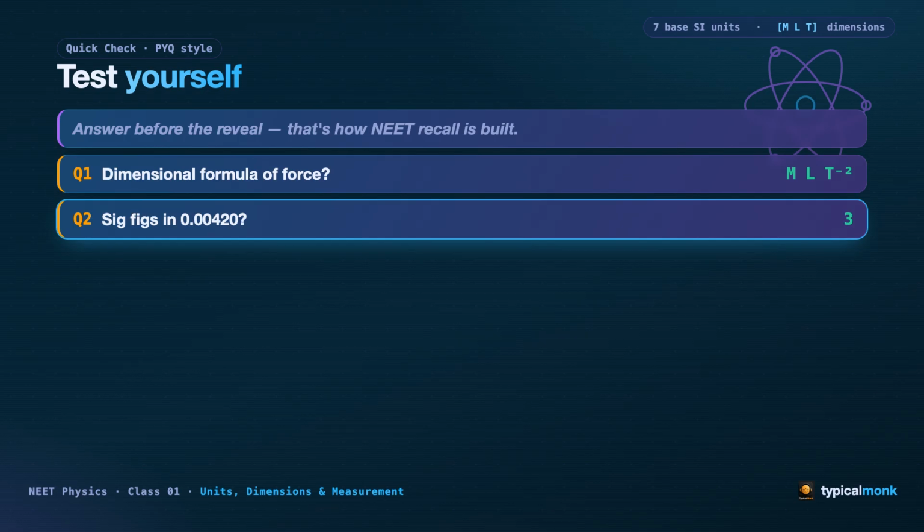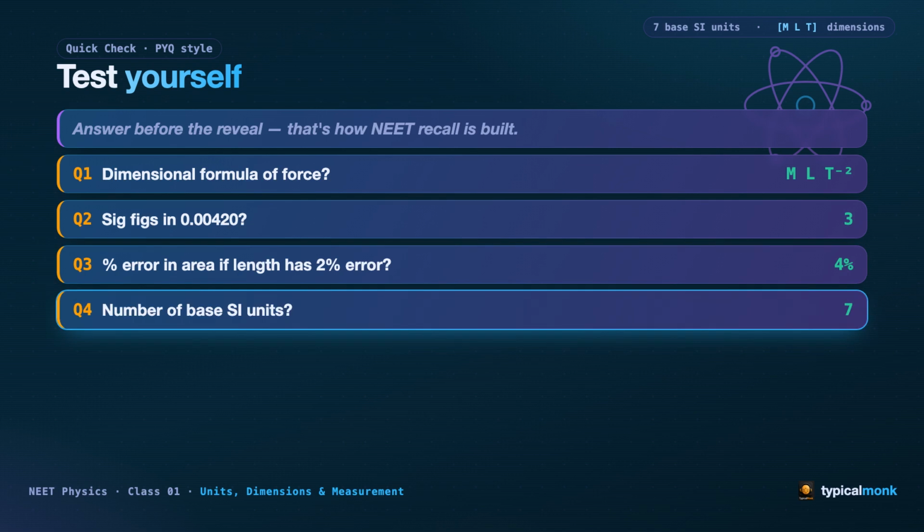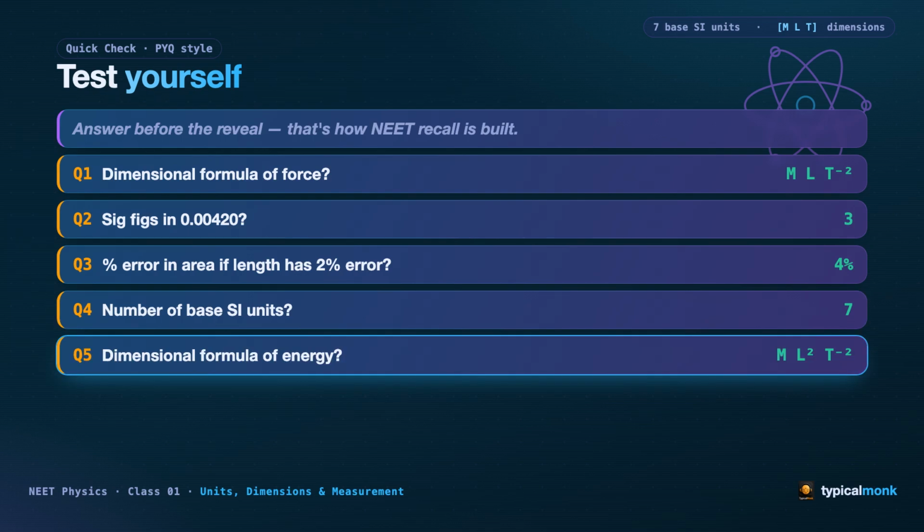Question 2. How many significant figures are there in 0.00420? 3. The leading zeros do not count, but the 4, the 2, and the trailing 0 do. Question 3. If a length has a 2% error, what is the percentage error in the area? Area is length squared, so 2 times 2%, 4%. Question 4. How many base units are there in the international system? 7. And question 5. What is the dimensional formula of energy? Mass, length squared, time to the power -2, the same as work. If those came quickly, you have truly understood today's class.